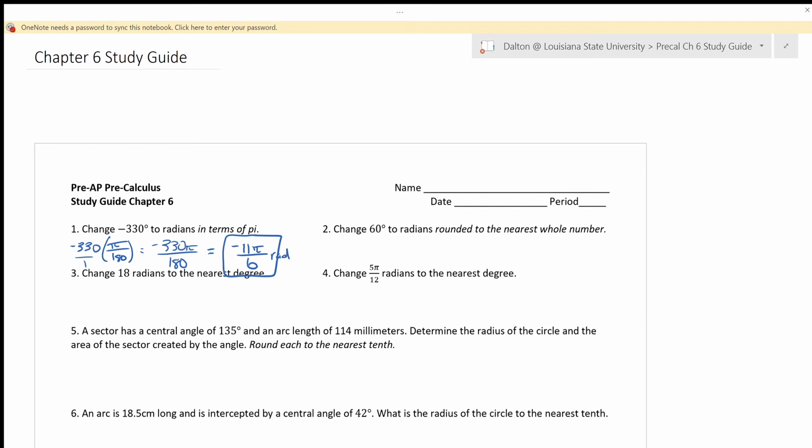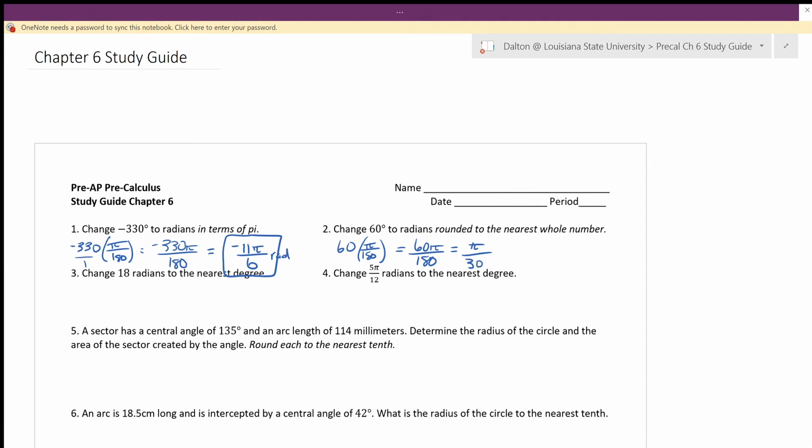Number 2, this says change 60 degrees to radians, rounded to the nearest whole number. So same kind of question, right? I'm going from degrees to radians. The only difference is the way my answer is going to look. So if I have 60 degrees, I'm still multiplying it by pi over 180. So then when I get 60 pi over 180, if I reduce that, I get pi over 3.